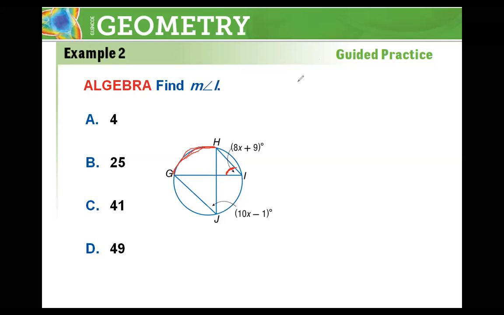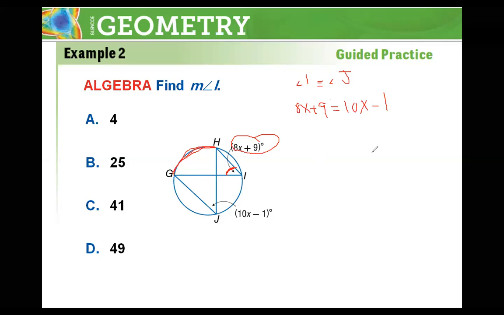So first, angle I is congruent to angle J. Okay, angle I is equal to what? Give me the value of angle I. 8x plus 9. So 8x plus 9 equals angle J, 10x minus 1.